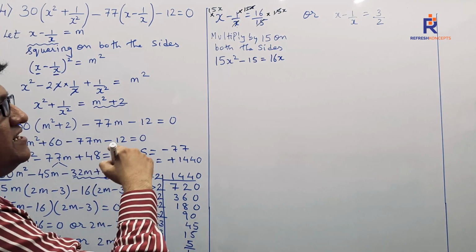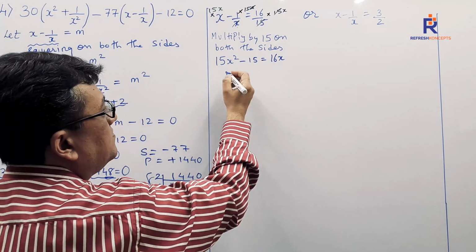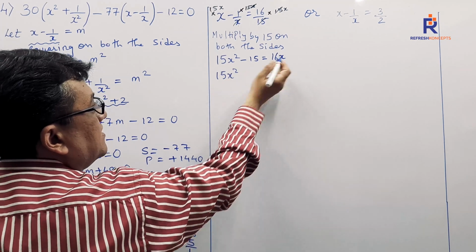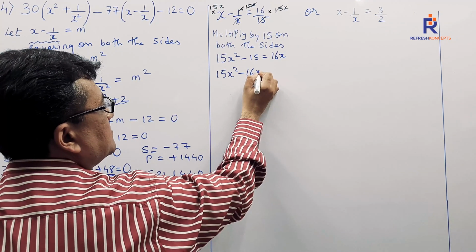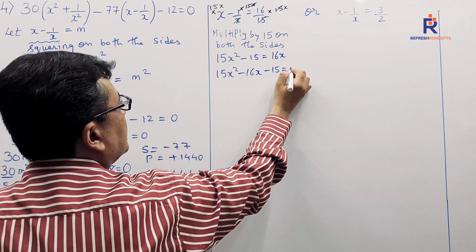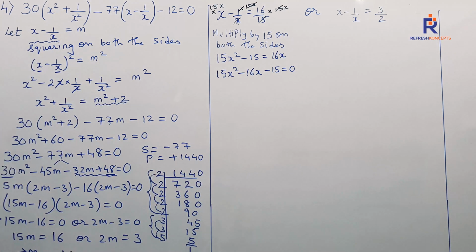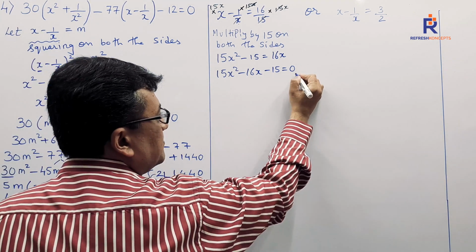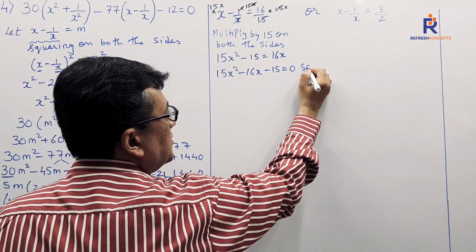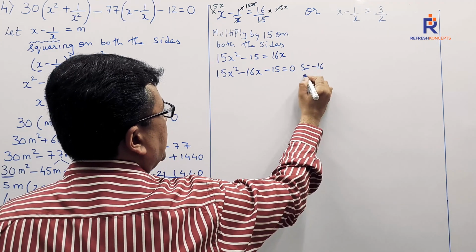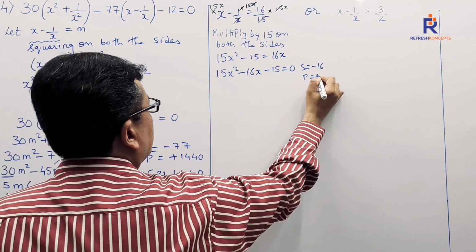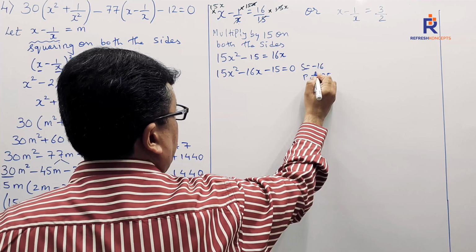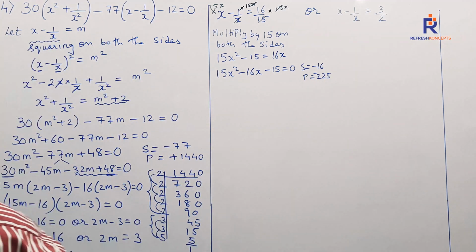Bring everything on one side so as to get a quadratic equation in standard form. 15x square minus 16x minus 15 equals 0. Now what is our sum? Our sum is minus 16. Our product is 15 into minus 15, which is minus 225.